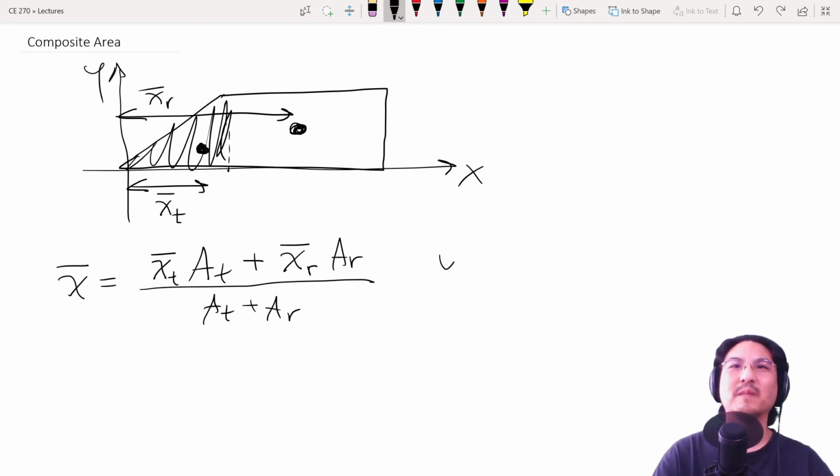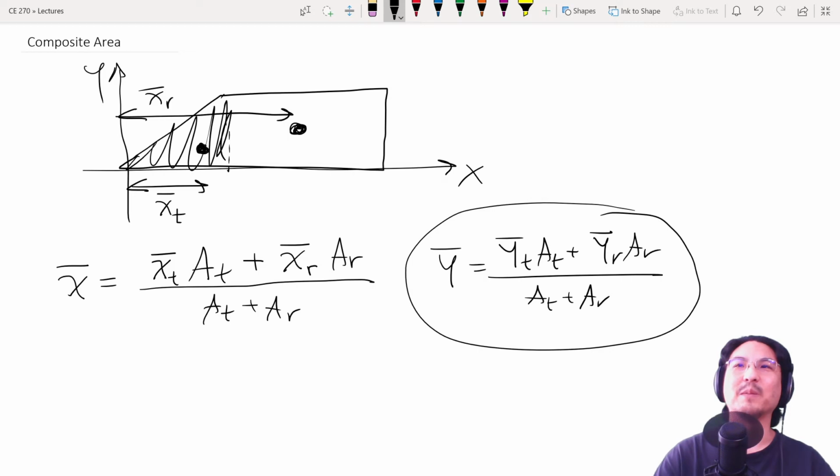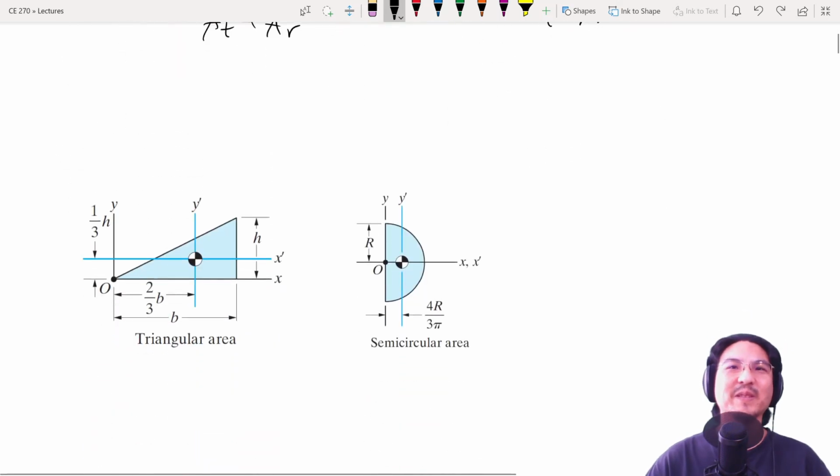Same, analogously, for y. You just go the y component for the triangle times its area, plus the y component for the rectangle times its area, divided by the total area. So now this is the area-weighted mean position for the y component of the centroid. Okay, best way is to show by example.